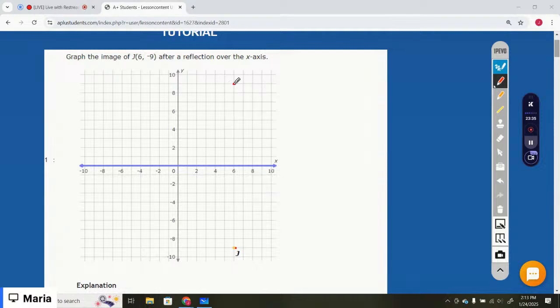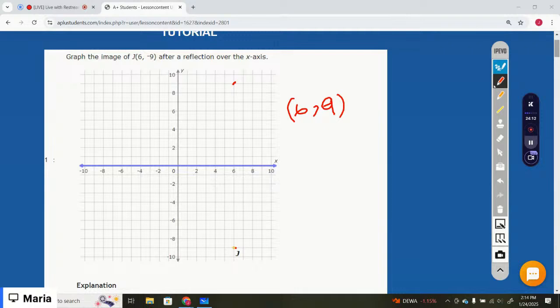The reflected point is exactly the same distance from the x and y coordinates, but on the opposite side of the x-axis. You need to find a new coordinate. So the new coordinates are, that is reflected over the x-axis, so the sign of the y coordinate is changed. That is 6 and 9, right? The correct option is 6 and 9.